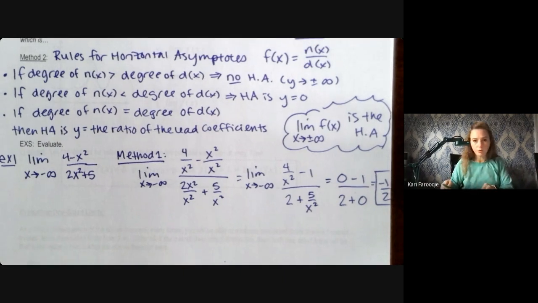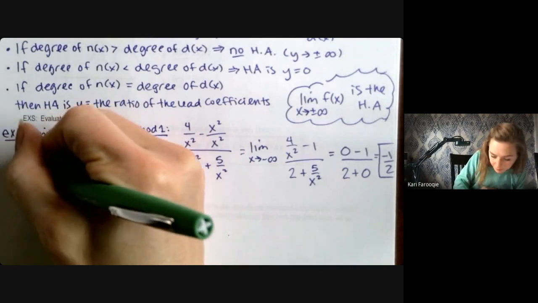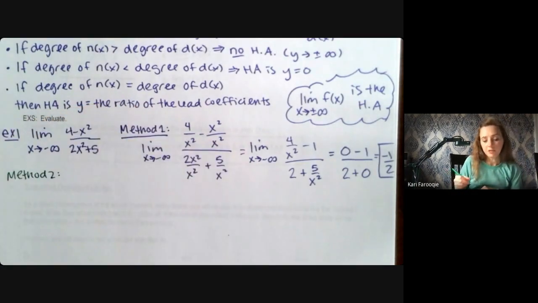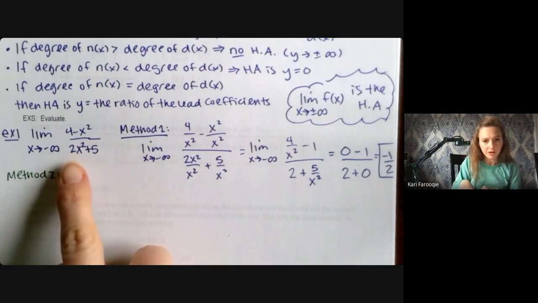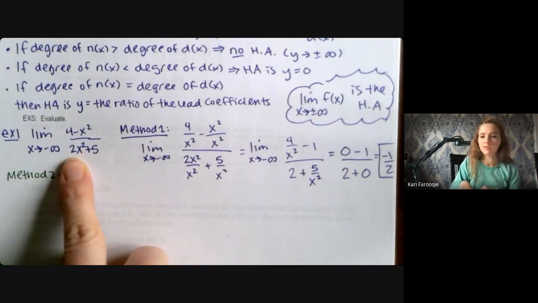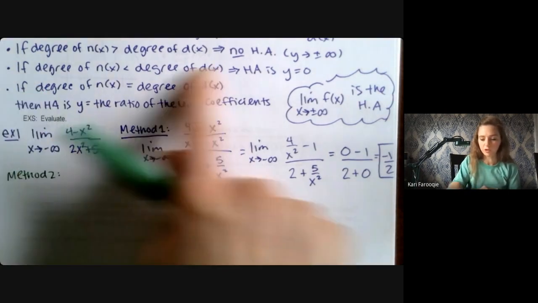Method 2. I'm going to examine this expression first. Note that for method 2, we're looking at the degrees, because I'm trying to figure out which rule this fits for the horizontal asymptotes. But if you're staring at this and you're like, oh, well, 4 has a degree of 0 and x squared has a degree of 2, clearly this follows rule number 2.